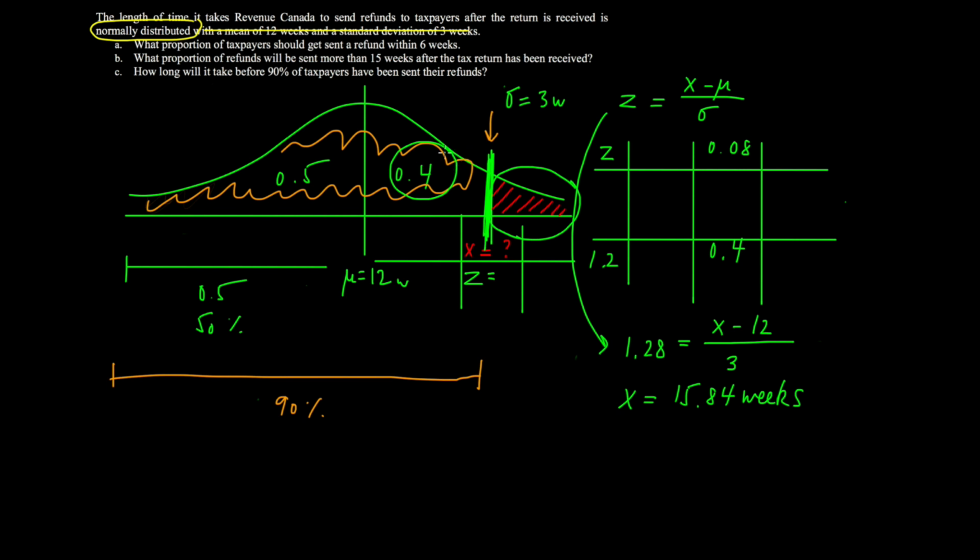Which means that we need this probability right here because the z's are always in relationship to the mean. Remember that.